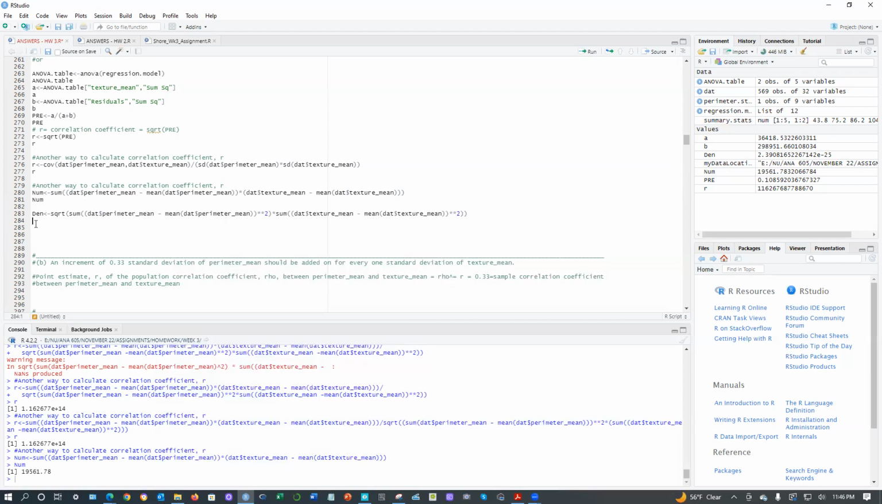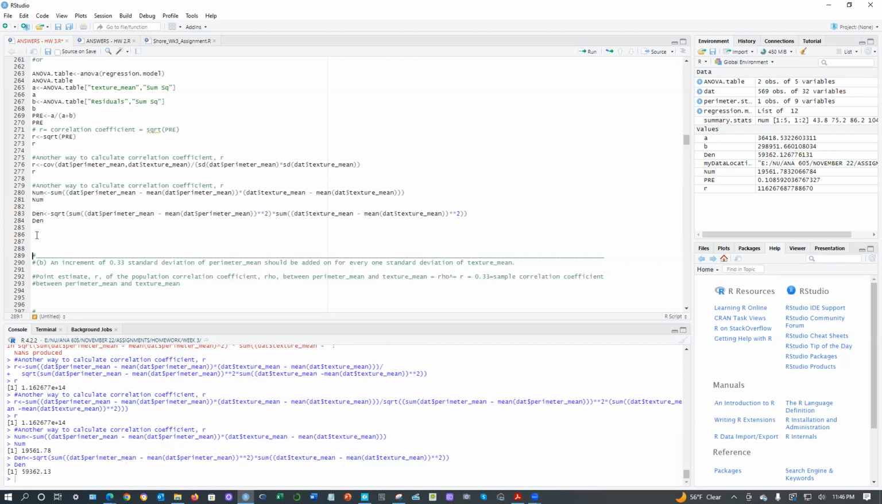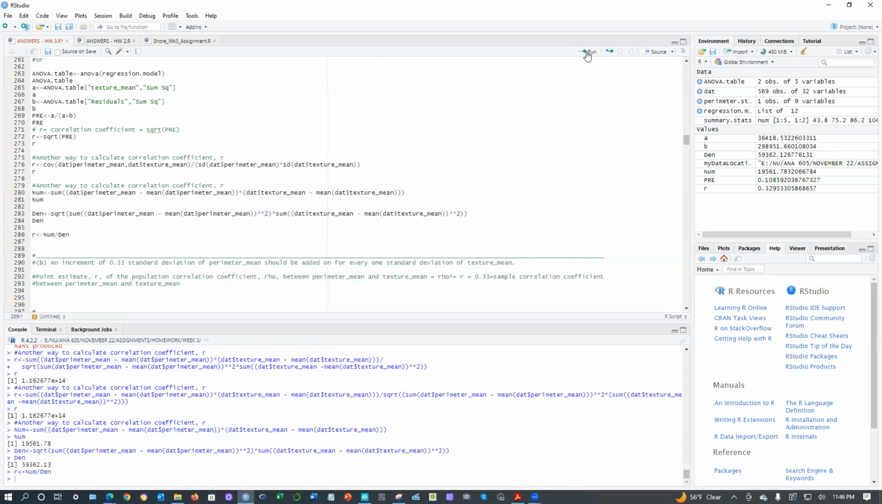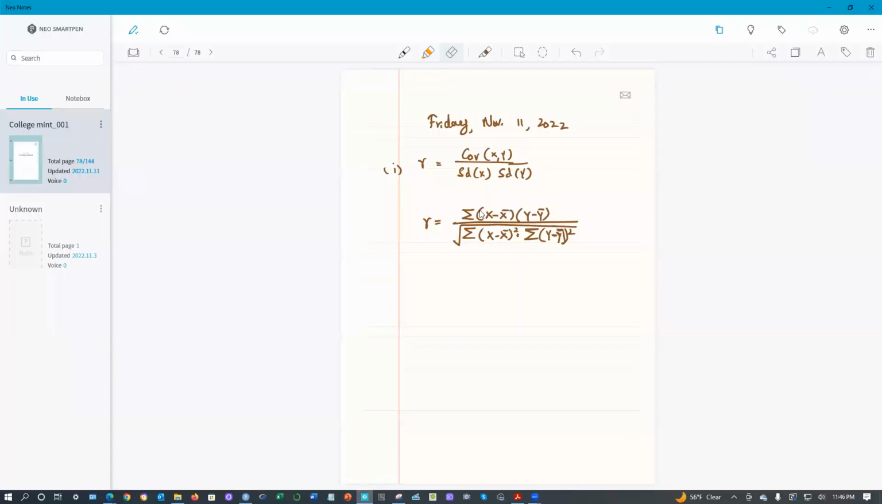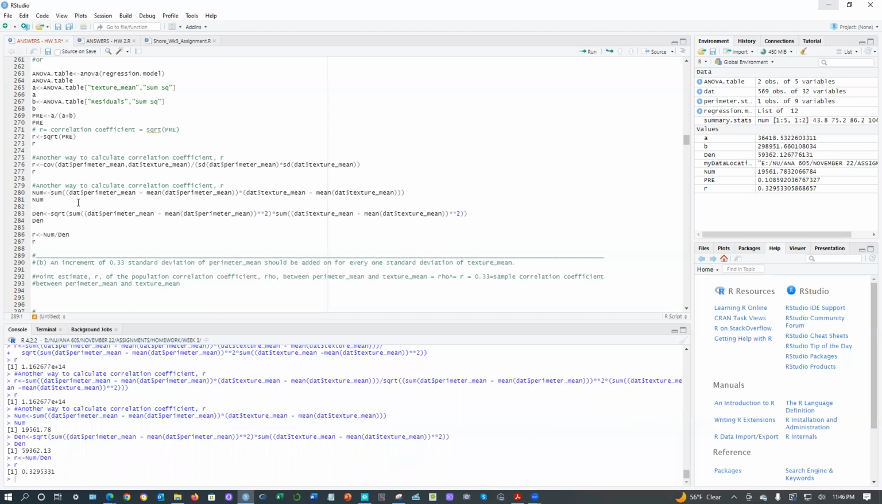Okay, now r equals numerator divided by denominator. Same thing. This way, see, there are so many ways you can get this one, but I'm just showing. You don't have to show me all the methods.